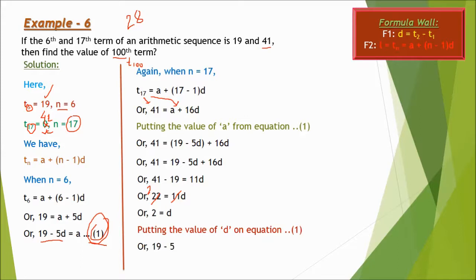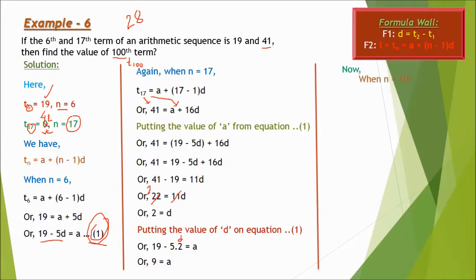Or 19 minus, that is the value of d right here. It's the value of d. 2 is, now 19 minus 10 is 9. Now there is a partition.